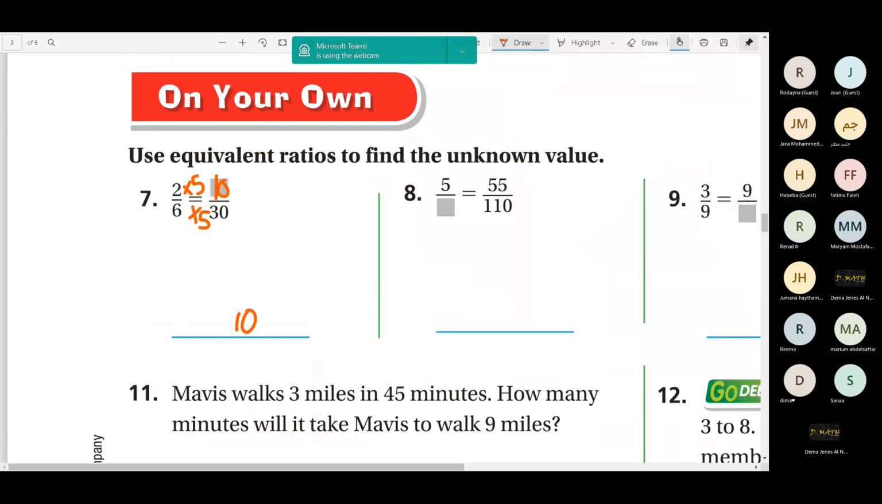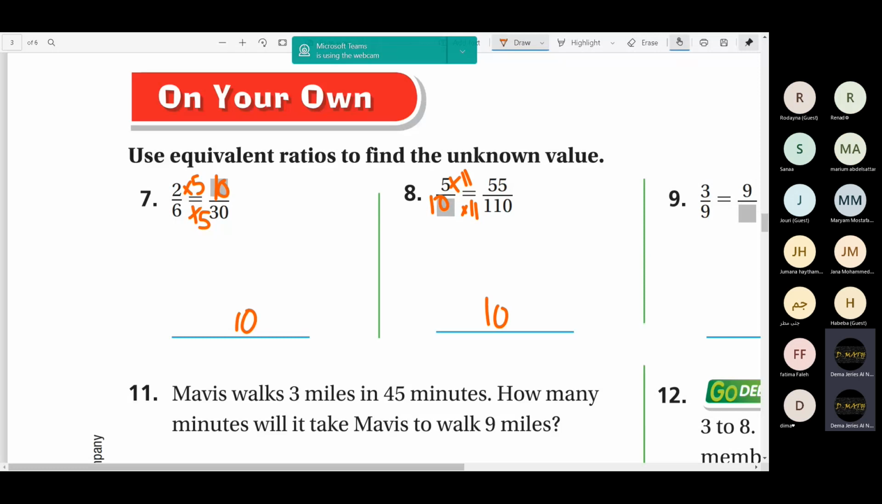You're welcome. Now, Rudaina. Yes, teacher. Yes, Rudaina. Number 8. 5 by 11 equals 55 and 10 by 11 equals 110. Bravo. Now, Rudaina, you answered now, right? Yeah. Salma.